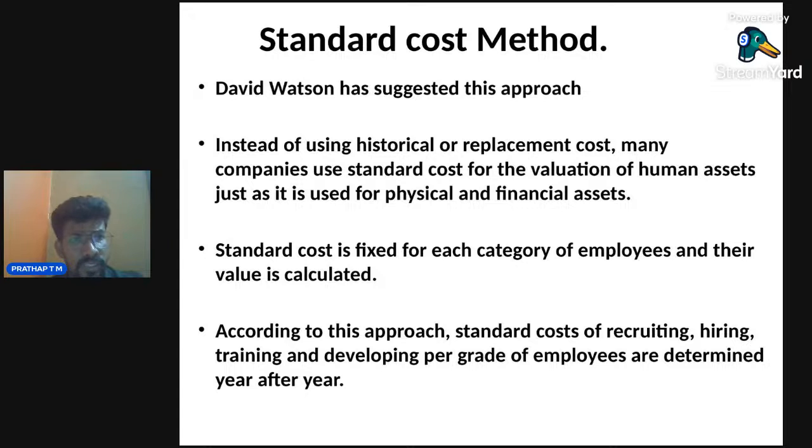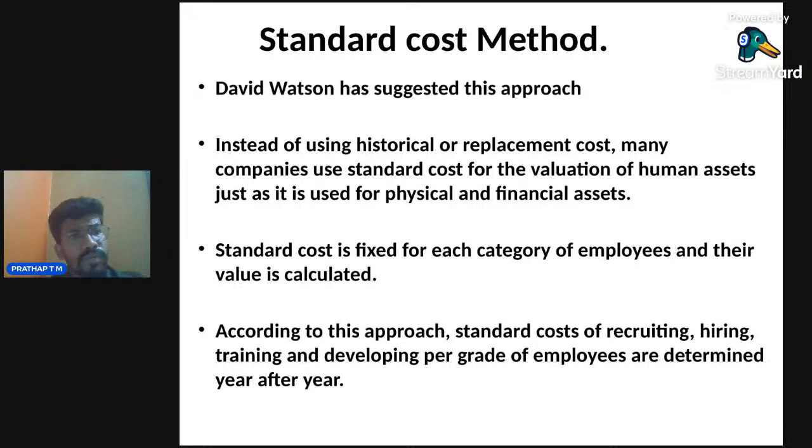Take an example: in your company there are different levels of employees working in each designation. If a particular person is working as a foreman, let's say you fix the cost at around 10,000 rupees. If it is a superintendent or supervisor, let's say you fix 15,000. Then for managers, you fix a specific cost for each category of employees working in your organization, and based on that you determine the value of human resources. This is what we call the standard cost method.